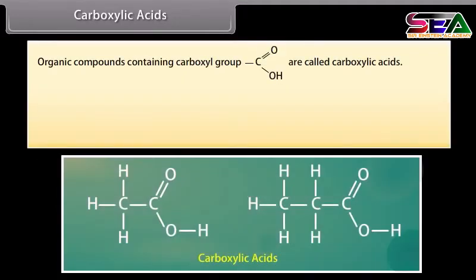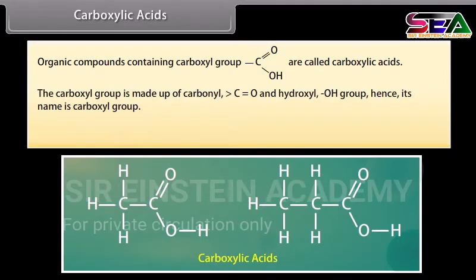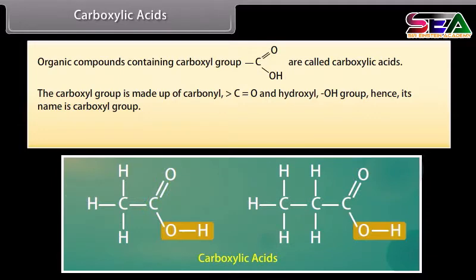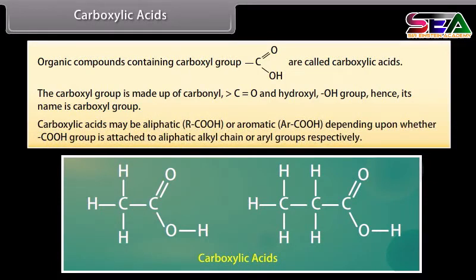Carboxylic acids. Organic compounds containing the carboxyl group are called carboxylic acids. The carboxyl group is made up of carbonyl and hydroxyl groups, hence its name. Carboxylic acids may be aliphatic or aromatic depending upon whether the carboxyl group is attached to an aliphatic alkyl chain or aryl groups respectively.